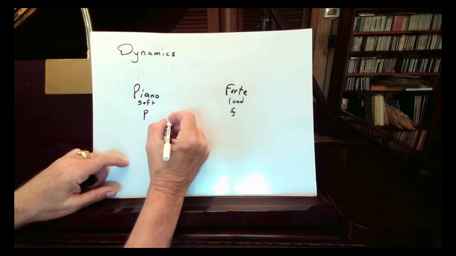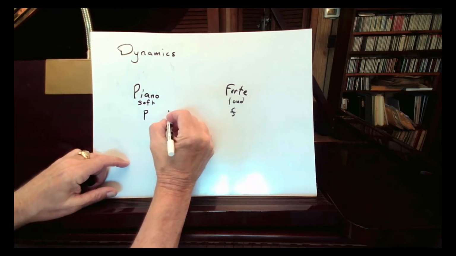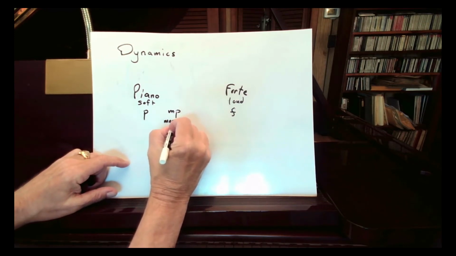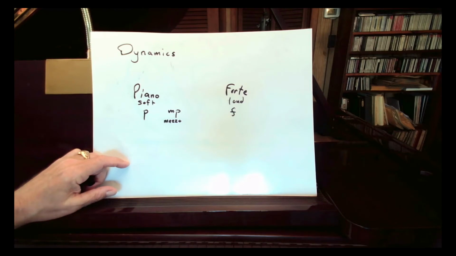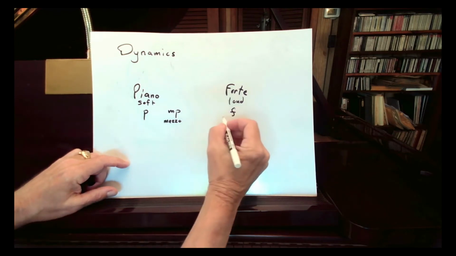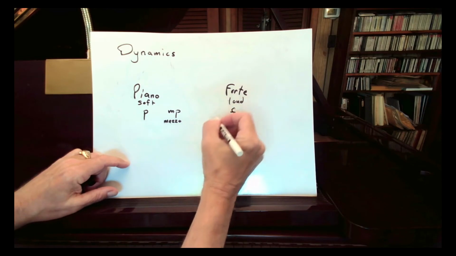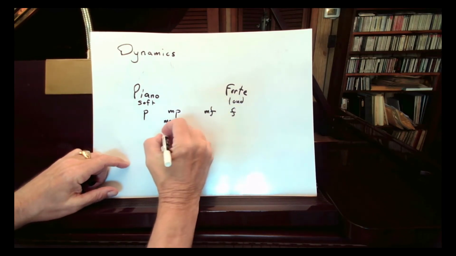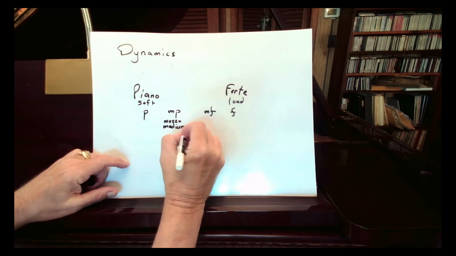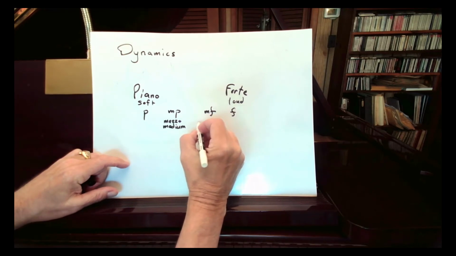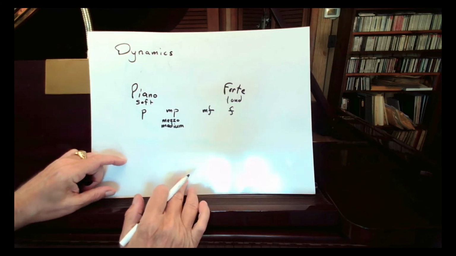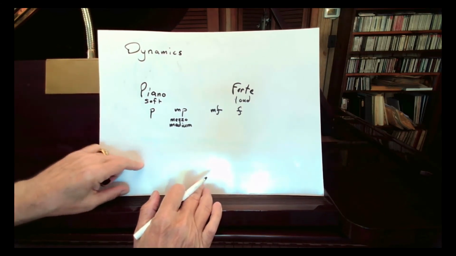Now, if you want to play medium softly, we would write MP, and that word is mezzo, like Mozart. Then we have mezzo forte, where the word mezzo means medium. And there's really a very small amount of difference between mezzo piano and mezzo forte. It's all very subjective. And so we have that.